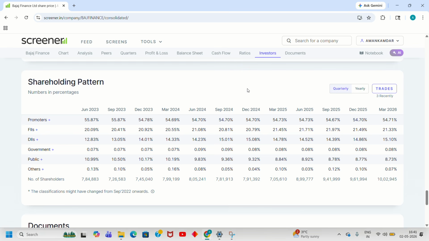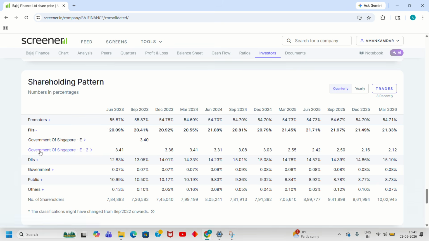Now there is also the shareholding pattern. So we can see the promoter is holding around 54.27% latest, then financial institutional investors are 21.33%. Now we can also check who has invested, like Government of Singapore.